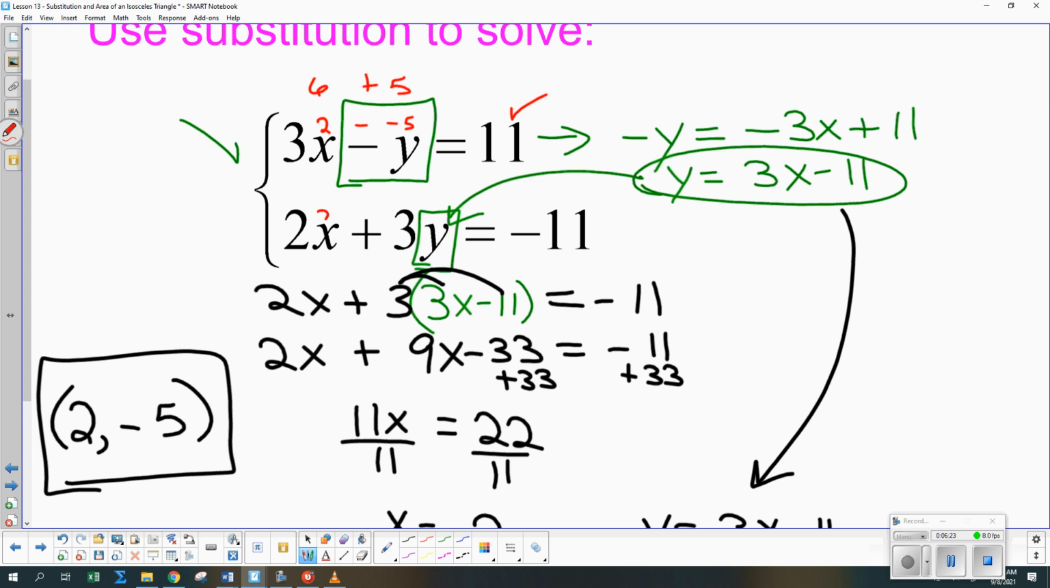If x is 2 and y is negative 5, I now have 2 times 2 is 4, plus 3 times negative 5 is minus 15. That is indeed negative 11. That's how you know if you got it right.